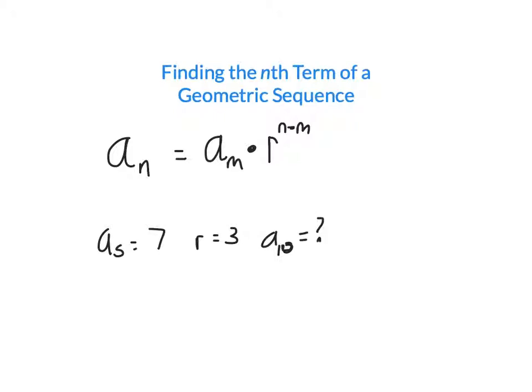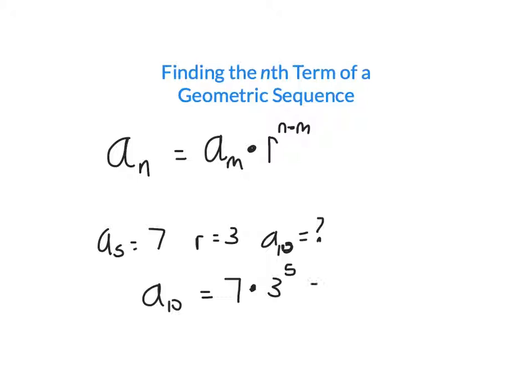I would write out the formula. A sub 10, the one I want to know, equals 7, which is a sub 5, the one I do know, times 3 to the 10 minus 5 power, which is 3 to the 5th. That 5 is 10 minus 5.